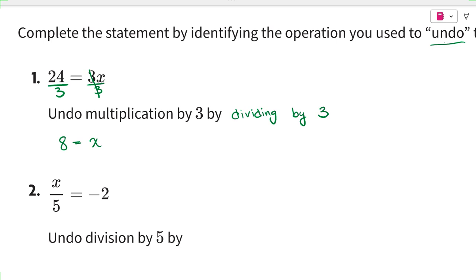Okay, our next one, it says undo division by 5 by multiplying by 5. Again, there's other ways we can consider this if you had something else in mind. But here, if we multiply both sides by 5, our 5 over 5 reduces to 1, which is what we want, 1x, or just, again, x. Negative 2 times 5 is negative 10.